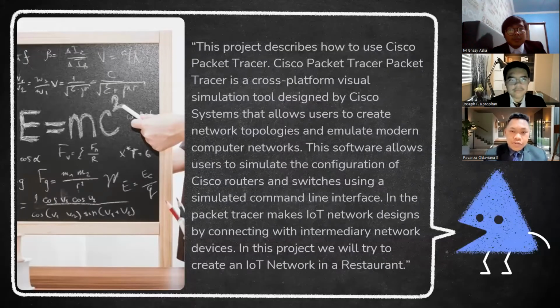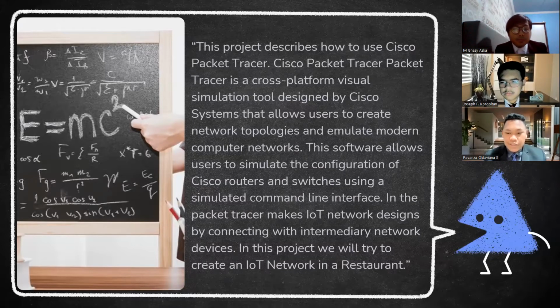This project describes how to use Cisco Packet Tracer. Cisco Packet Tracer is a cross-platform visual simulation tool designed by Cisco Systems that allows users to create network topologies and emulate modern computer networks. This software allows users to simulate the configuration of Cisco routers and switches using a simulated command line interface. In Packet Tracer, we can make an IoT network design by connecting with intermediary network devices. In this project, we will try to create an IoT network in a restaurant.